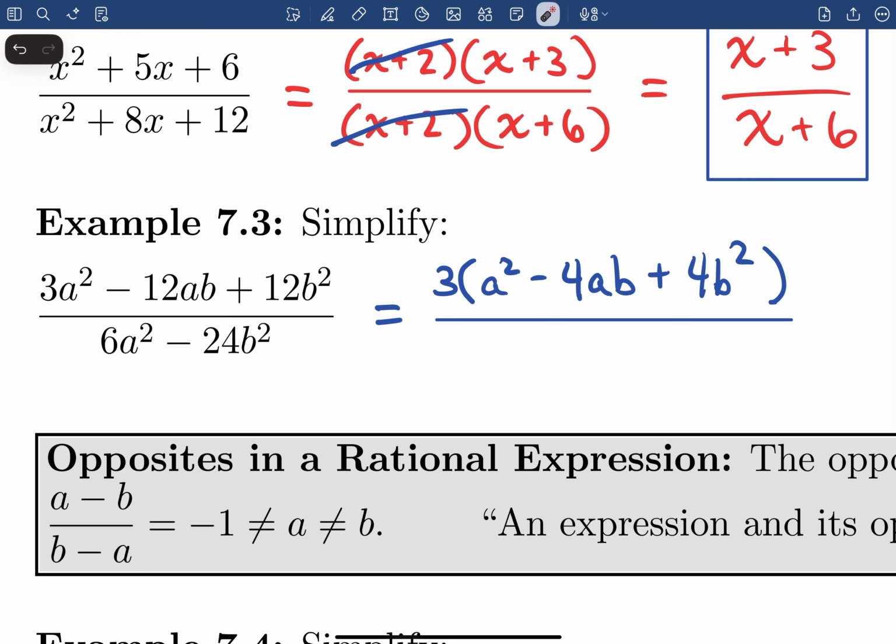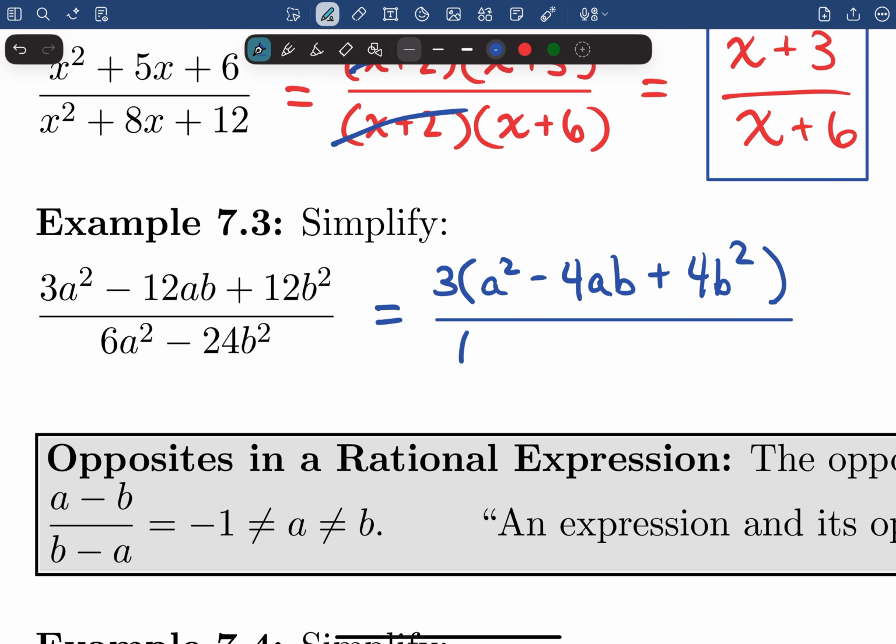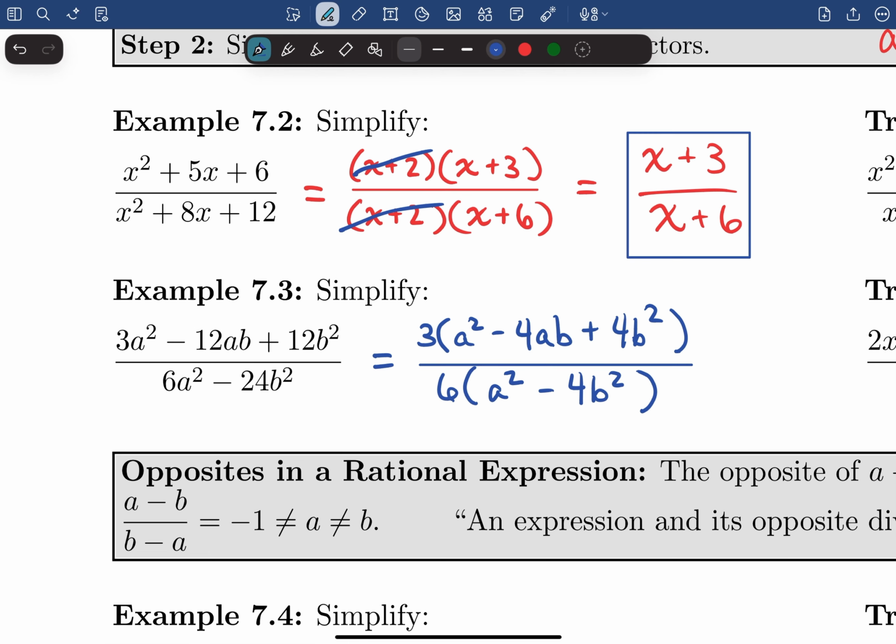On the bottom, I look and I say, well, 6a squared minus 24b squared. I see a GCF of 6. So I'm going to factor out a 6, and I'm left with a squared minus 4b squared. Great. So I make it to this point, and then I ask myself, can I factor these things even further? And the answer is yes, I can. So I'm going to take it further, and I noticed a couple of patterns. Like this trinomial right here, it's a perfect square trinomial. And this binomial right here, it's the difference of squares. Okay? So I'm going to factor further.